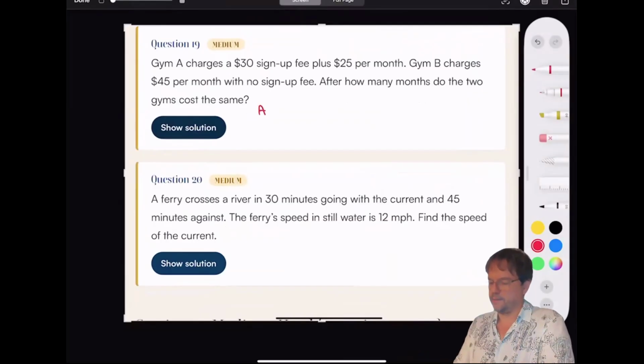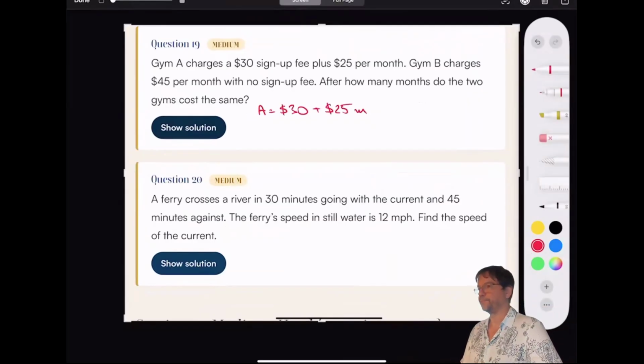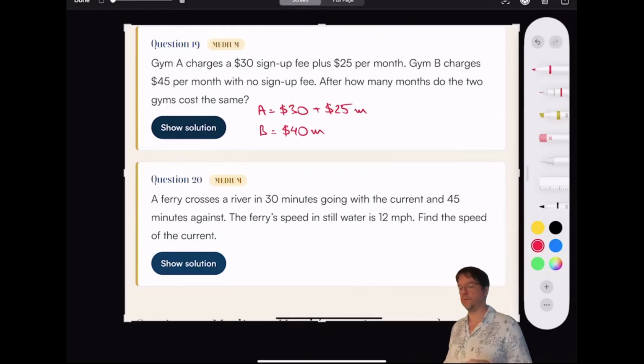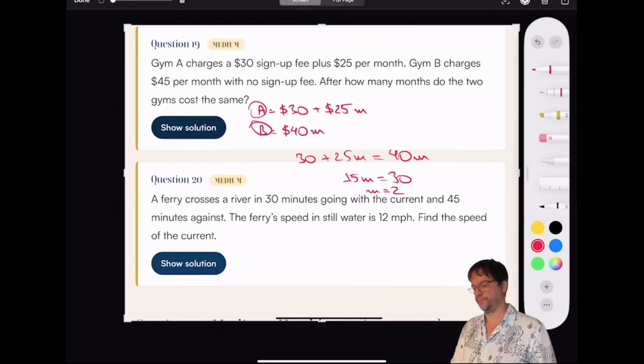So Gym A is 30 plus 25 times the number of months. This is the total cost, okay? Gym B is just 40 per month. Okay, how many months until they have the same cost? So 30 plus 25M is equal to 40M. 15M is equal to 30, M is equal to 2.